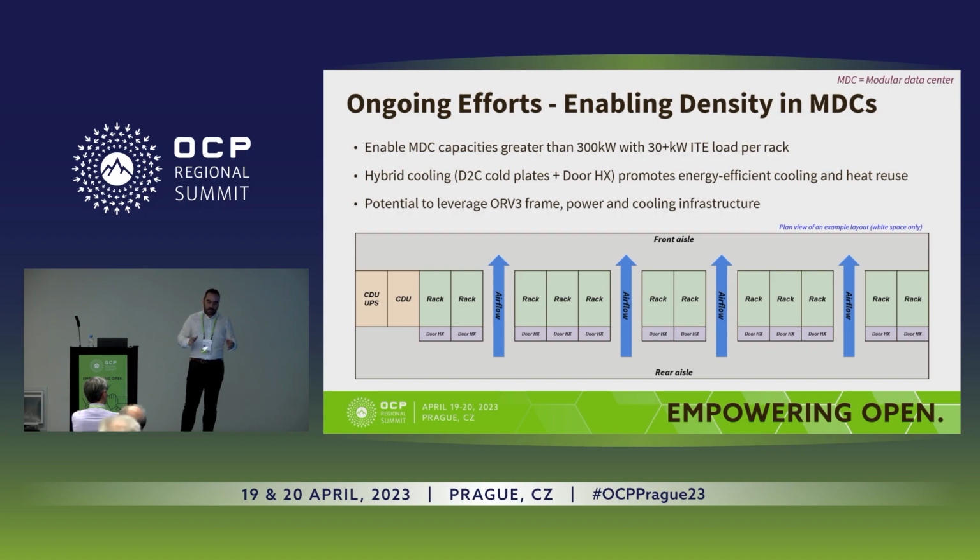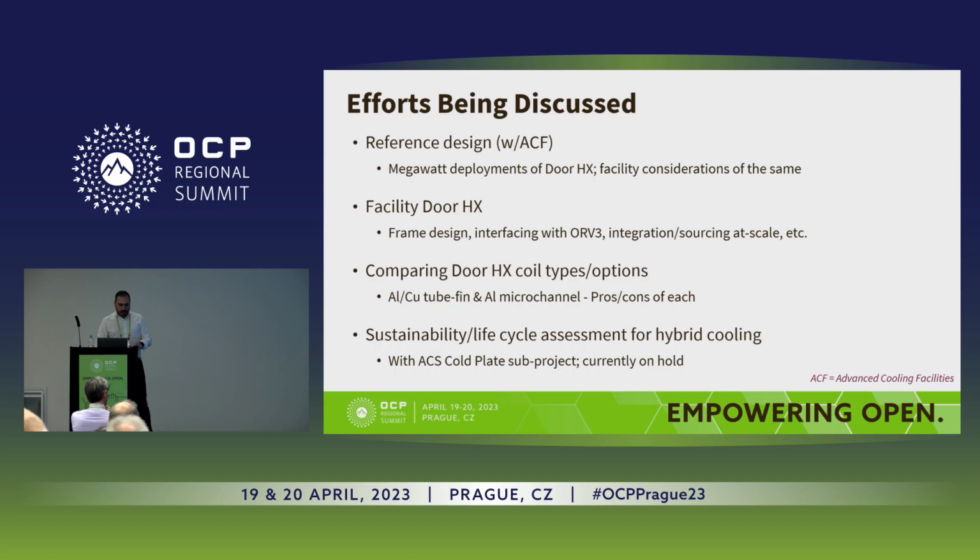For sure, Open Rack V3 is in the middle. We should be compatible, and we should use this technology in this effort. There are also other topics to be discussed. They are in the pipeline. The first one is a megawatt deployment for rear door heat exchanger. The second one is to use the rear door as a part of the data center.